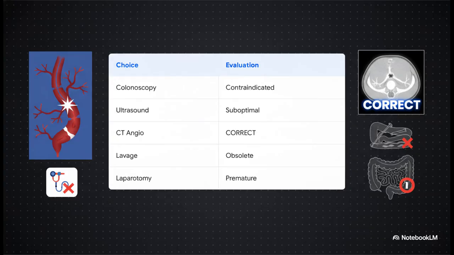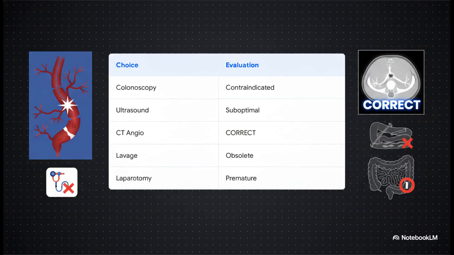Let's break down the options. The correct answer is CT angiography. It's the absolute gold standard for diagnosing an acute SMA occlusion. But let's analyze the traps and the distractors. Colonoscopy? That's incorrect. It's actually contraindicated because it risks perforation and critically delays surgical triage.